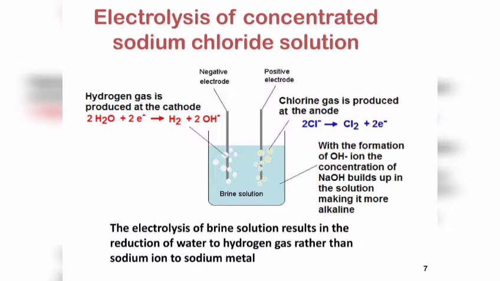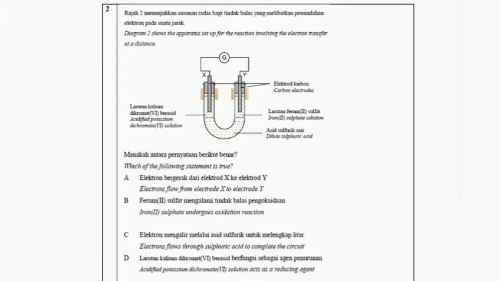At the cathode, the ions are H+ and Na+. The sodium ions will be left in the solution. This is because sodium is a very reactive metal, and therefore the hydrogen ions from water gain electrons to form hydrogen gas.